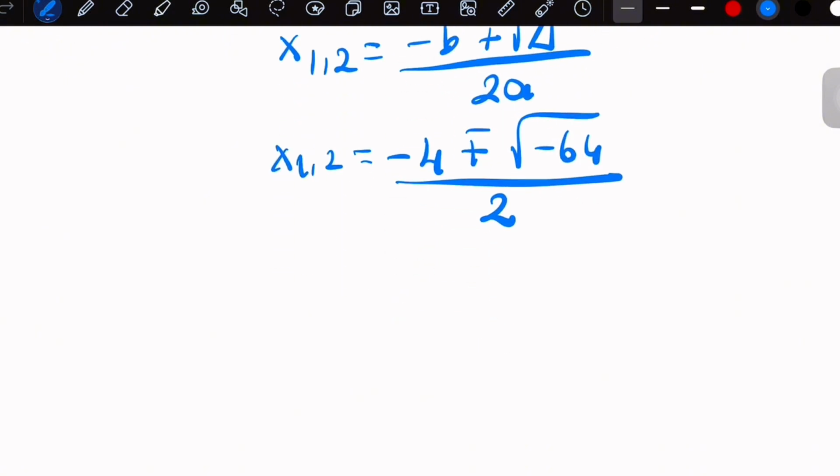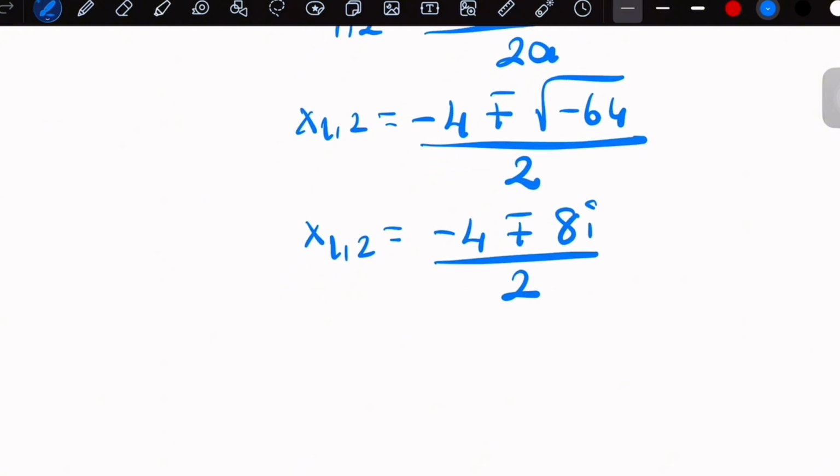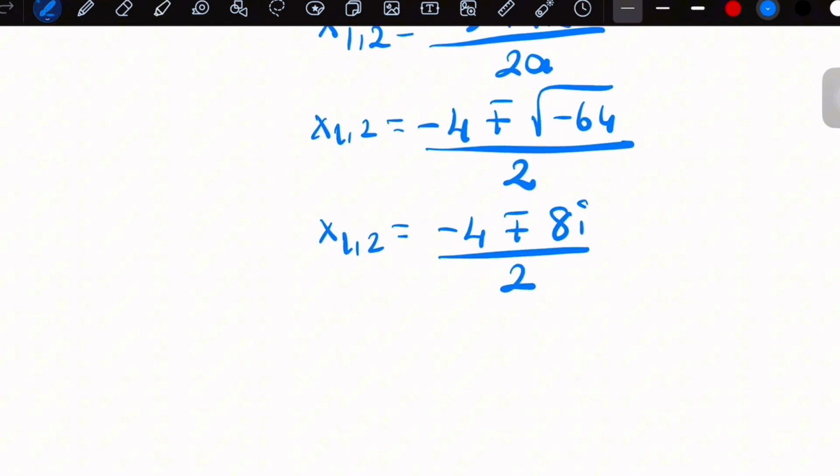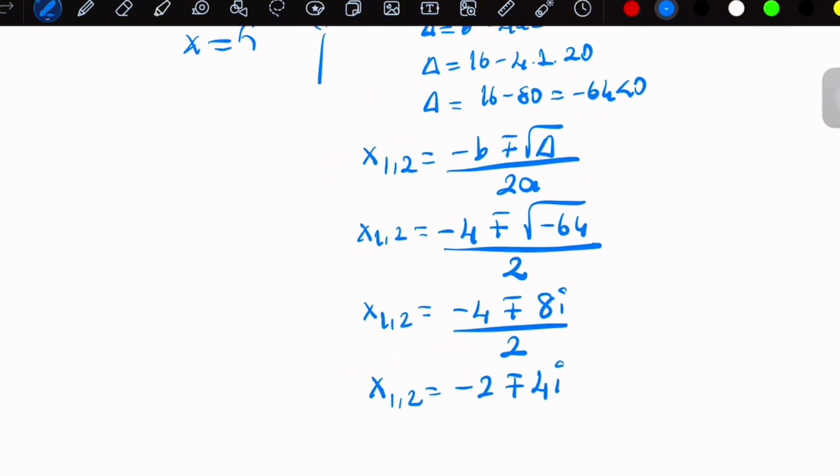Now that we continue, x1,2 is minus 4 plus or minus. A complex number comes out when the inside of the root is negative. What happened? 8i divided by 2 has arrived. What will happen if I simplify it a little? When I divide them all by 2, x1,2 is minus 2 plus or minus 4i. Now then, what are my answers in this situation?